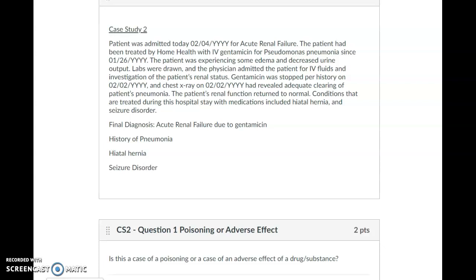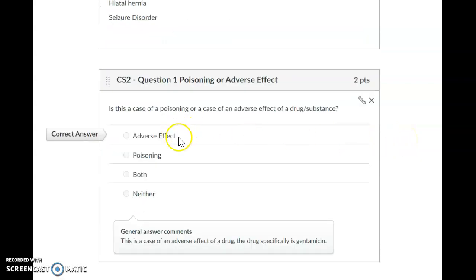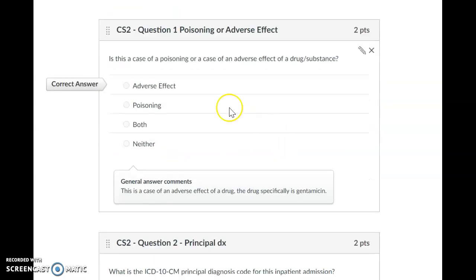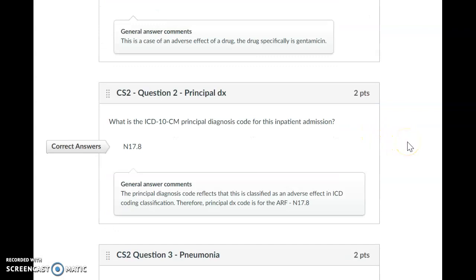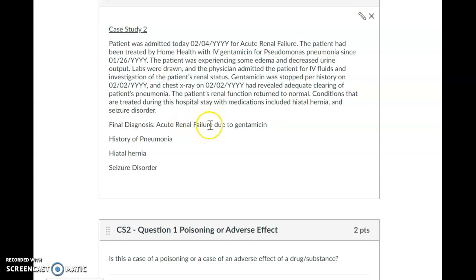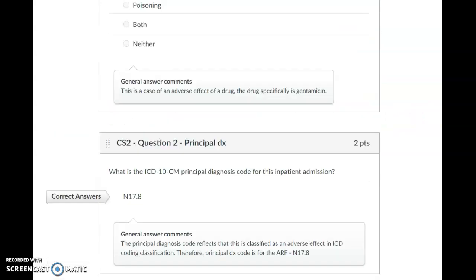Okay, so my final diagnosis is acute renal failure due to the gentamicin. So we also have history of pneumonia, hernia, and seizure disorder. This is an adverse effect. They took everything correctly that was prescribed. So keep that in mind. That is why we have an adverse effect. Now, when you have an adverse effect, you are going to code why the patient came in. This patient came in because they had the acute renal failure. So that is my principal diagnosis.